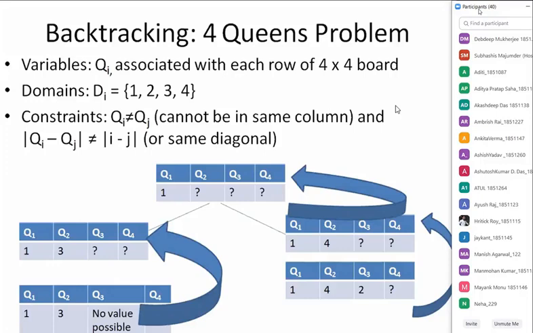Now what are the constraints? We have already told about the constraints. qi cannot be equal to qj, that means they cannot be in the same column. And the other, which takes care that they do not attack each other by being on the same diagonal, is the modulus of qi minus qj is not equal to i minus j, or same diagonal. Can somebody tell me, did I explain how this constraint takes care of that?